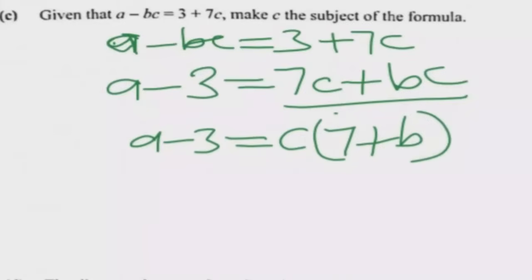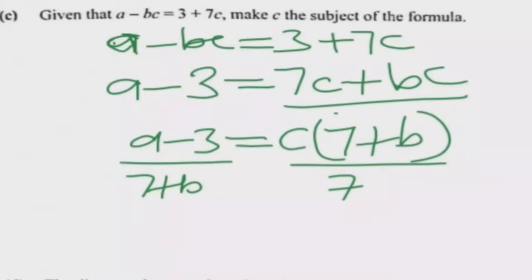Okay. Now, once I've done this, the next thing we want to do is remain with the C on one side of the equal sign, as we are trying to make it the subject of the formula. So what we do is divide both sides by 7 plus B. So we have 7 plus B over 7 plus B.